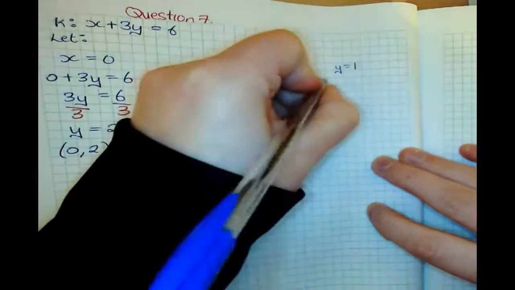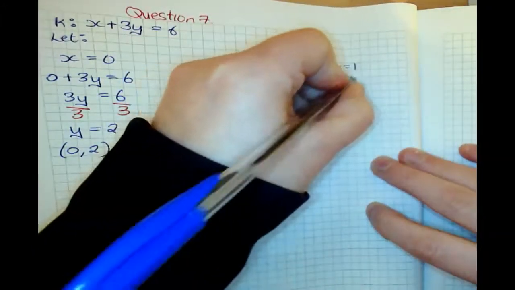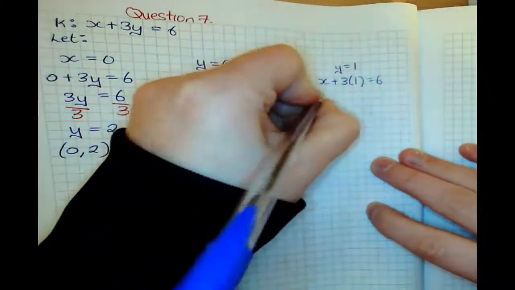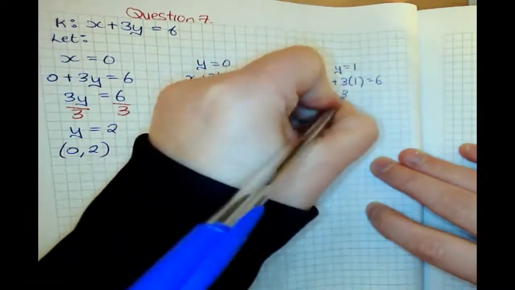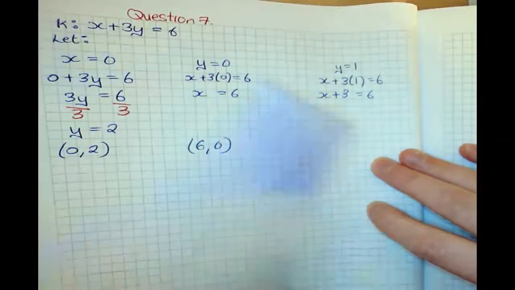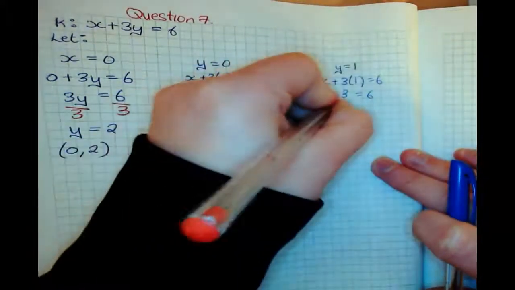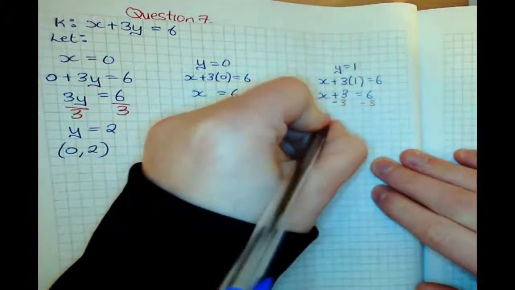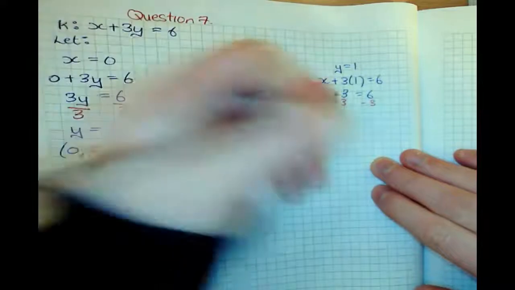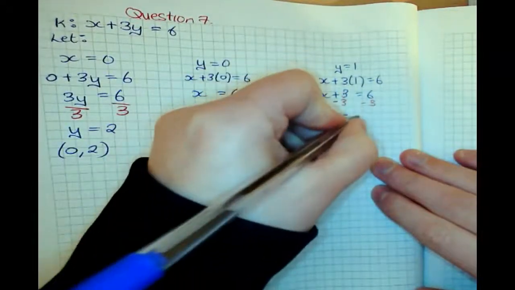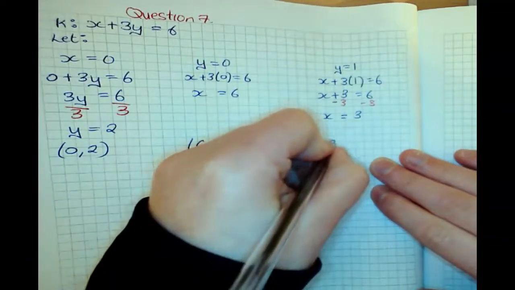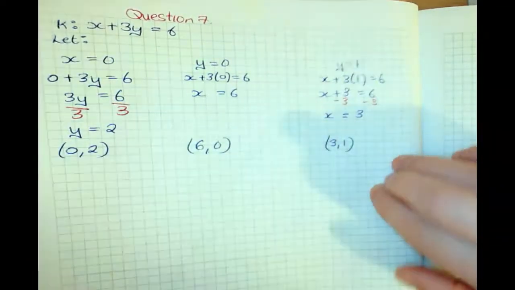And then y is equal to 1, so you have x plus 3 by 1 is equal to 6. X plus 3 ones is 3, is equal to 6. We want to get x on its own, so we're taking away 3 off both sides. X then, plus 3 minus 3 is 0, is equal to 6 minus 3 is 3. So your point there is 3, 1.